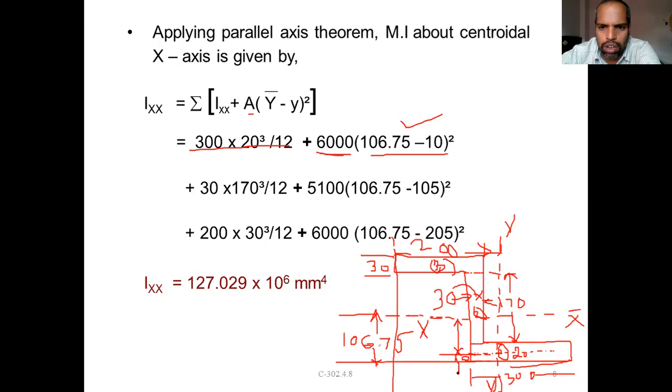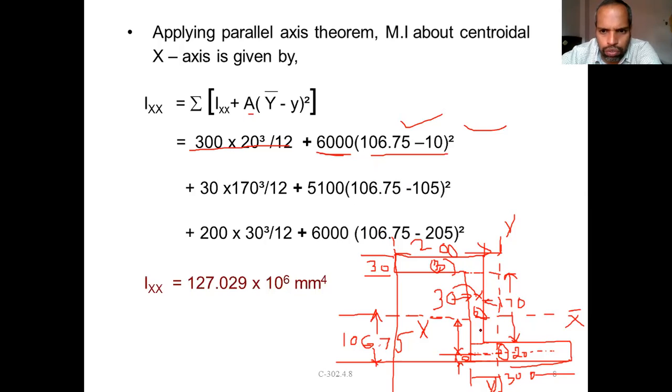Okay, this small one is nothing but 10. So 106.75 minus 10, that's what you will get for this one. And similarly, let us see this figure 2. This is about figure 1, about the centroidal axis of the figure. Right, that's all it's about.